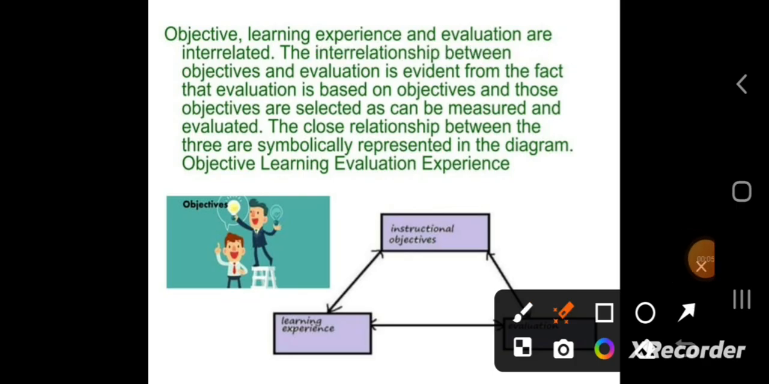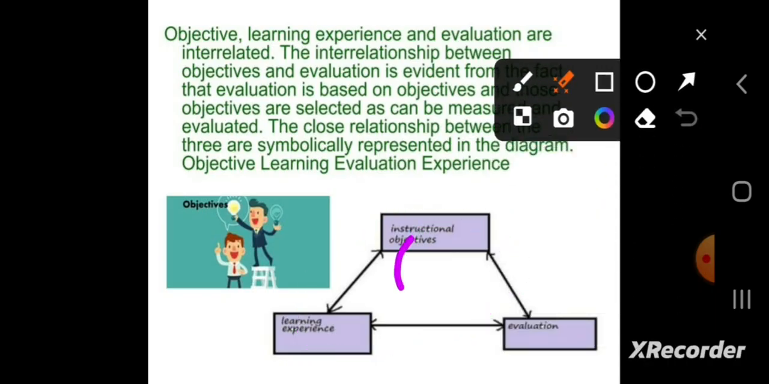Objective, learning experience, and evaluation are interrelated. The interrelationship between objectives, learning experience, and evaluation is fundamental to effective educational practices. This can be visualized as follows. Objectives, instructional objectives. These are the specific goals that educators aim for students to achieve. They serve as the foundation for both the learning experience and the evaluation methods.